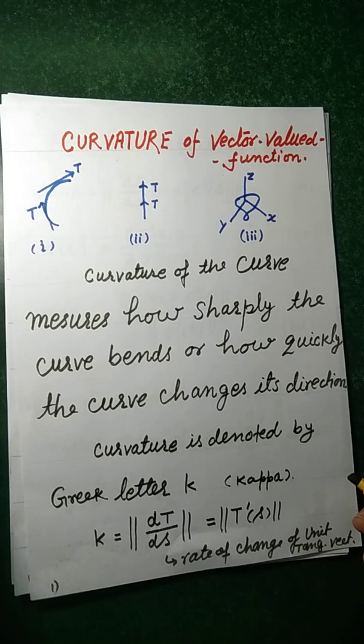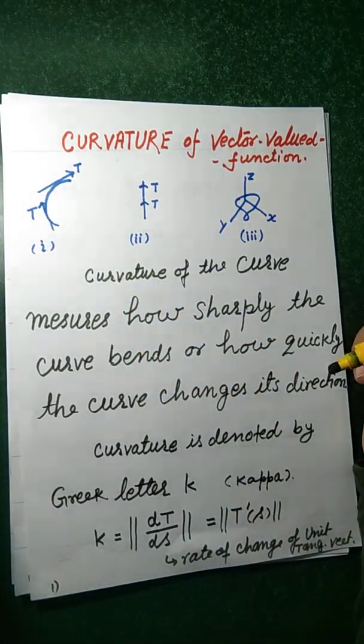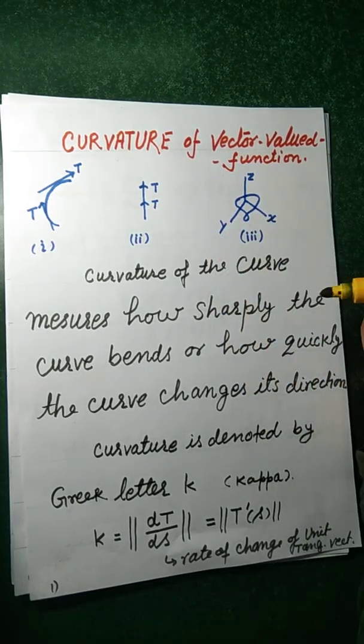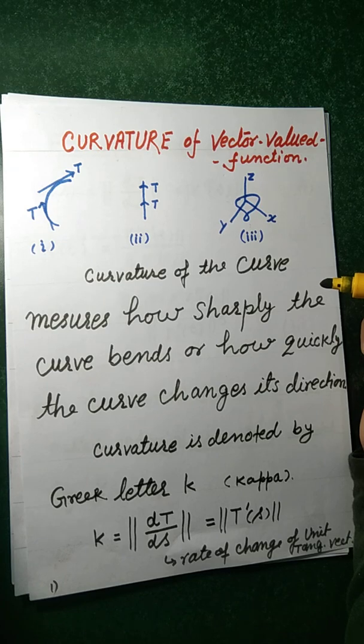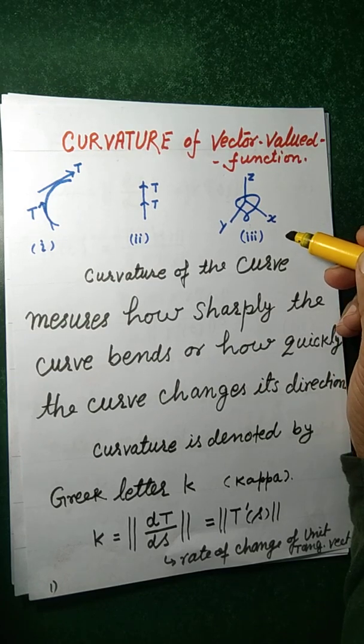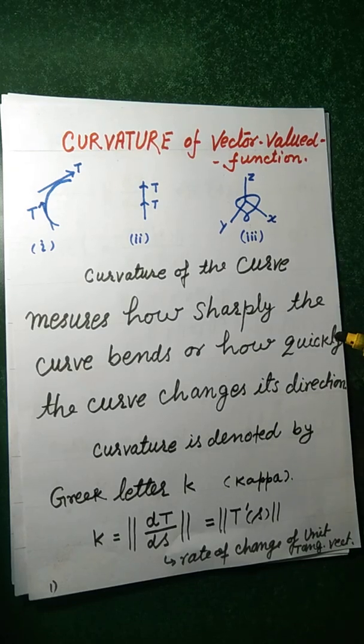We are discussing curvature of vector valued function. If we have a curve in this shape in a plane, also we have a straight line, also we have curves in 3 space. Curvature of the curve measures how sharply the curve bends or how quickly the curve changes its direction.